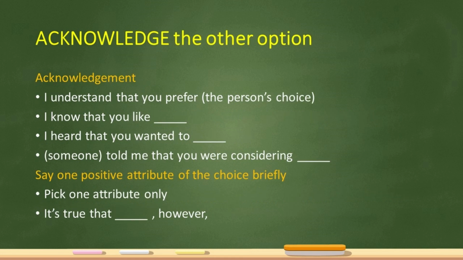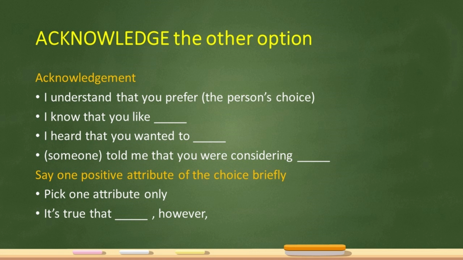In the next part, we are acknowledging the person's option. This is actually something that we also do in real life. Experts have said multiple times that effective persuasion involves understanding the other person's situation. So that is what we're going to do here.